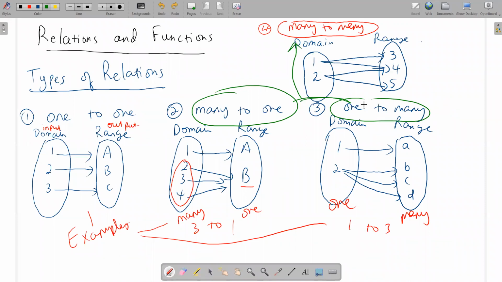Right, so I hope you all have your examples as well. What you were told to do, right? The examples of your one-to-ones, your many-to-ones, and your one-to-many, right? So once you understand these types of relations, we're going to go on to convert some mapping diagrams into ordered pairs and some ordered pairs into mapping diagrams, and determine the type of relation it is, right? Nice. So we're going to that activity.